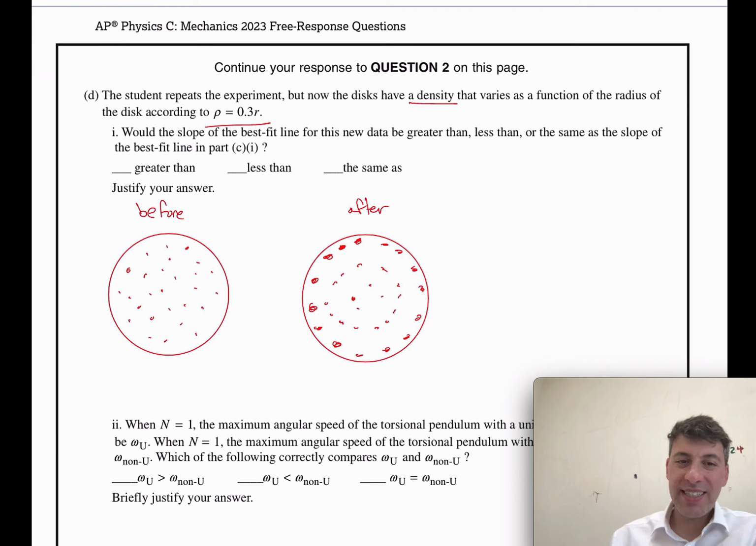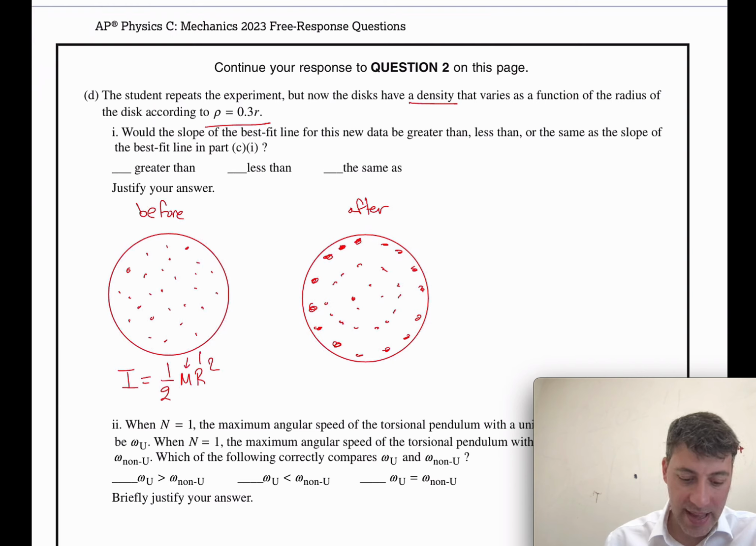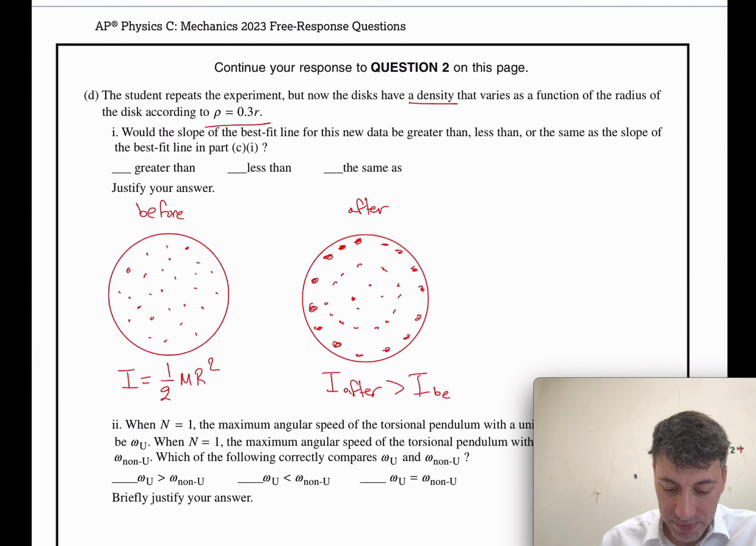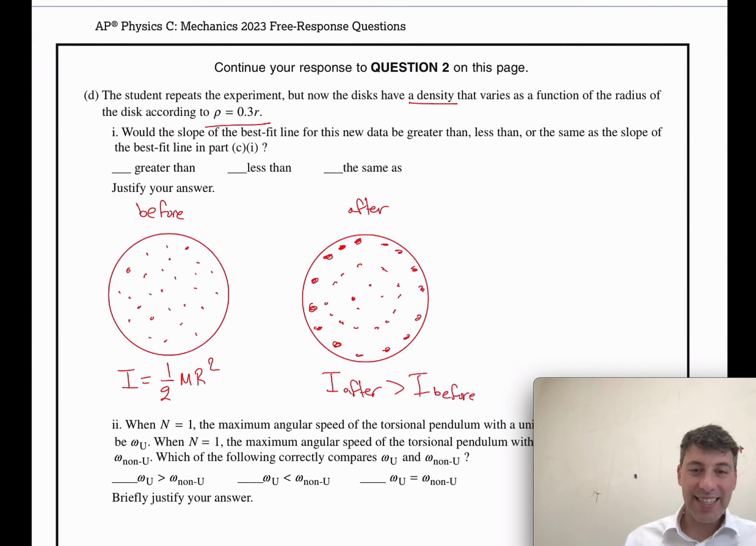Now, this brings a change in the moment of inertia. For the uniform disk, the moment of inertia is, as we probably know, 1/2 mr squared. Here we don't really have to calculate the moment of inertia, but because more mass is at a greater distance from the center of the disk, this will increase the moment of inertia. So the moment of inertia after is greater than the moment of inertia before. And we need to figure out what will be the result in the slope.